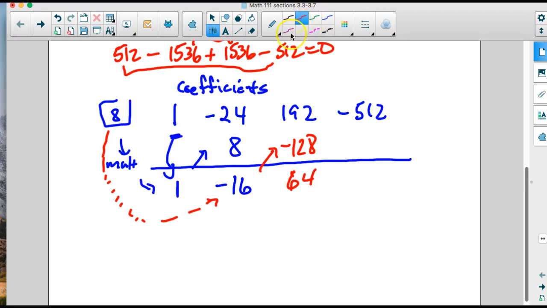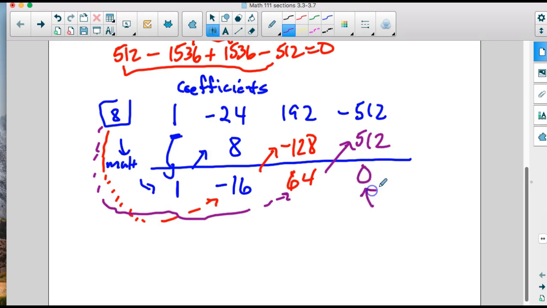And then on the last step, we do that same thing here. We multiply here, we go across and we multiply here. We write our answer right there. That's going to be 512, and that's going to equal 0. So that means it is a root. This is our root here.